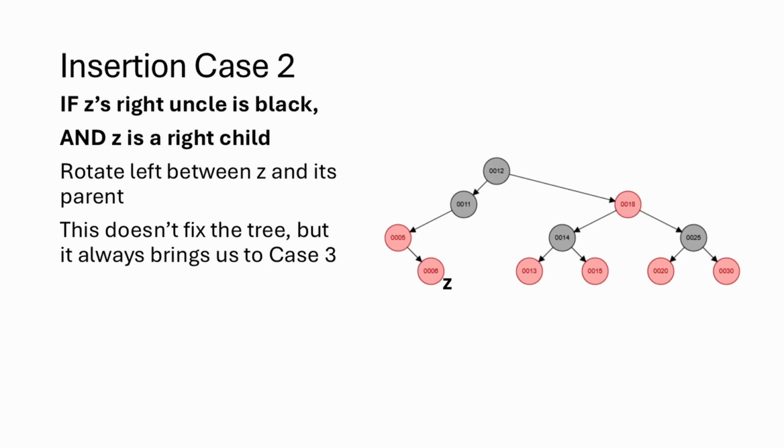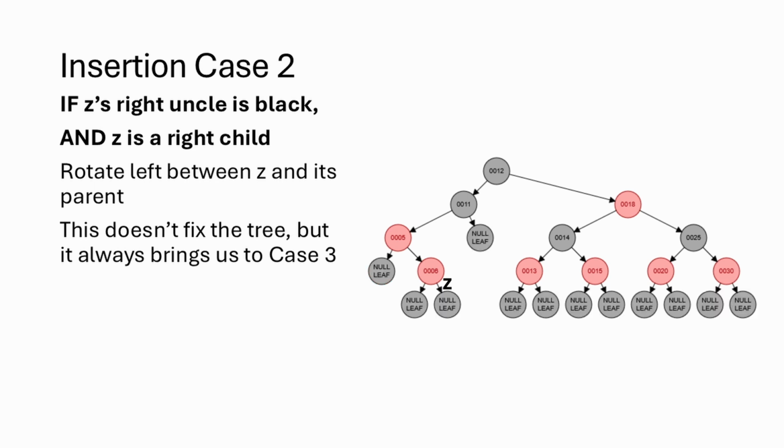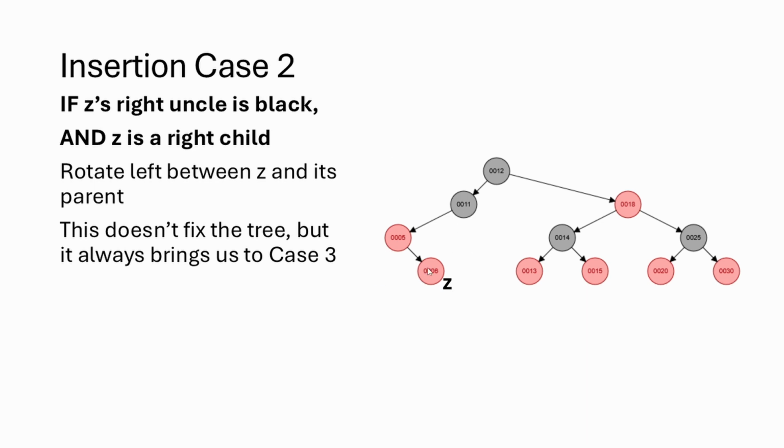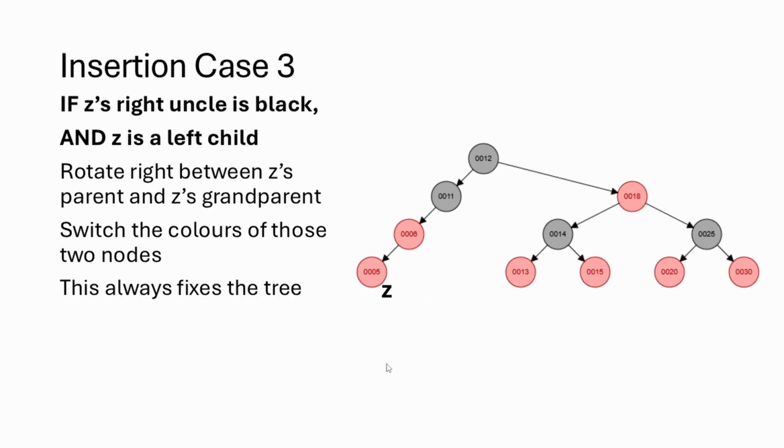For case 2, we're looking at a situation where the node Z is a right child, and Z's right uncle is a black node. In this case it is because it's a null leaf. So we straighten it out by single rotate left between Z and its parent, and this brings us straight to case 3. So in case 3, Z is a left child, Z's uncle is once again a right black node. To fix this situation, we just need to do a single rotate right between Z's parent and Z's grandparent.